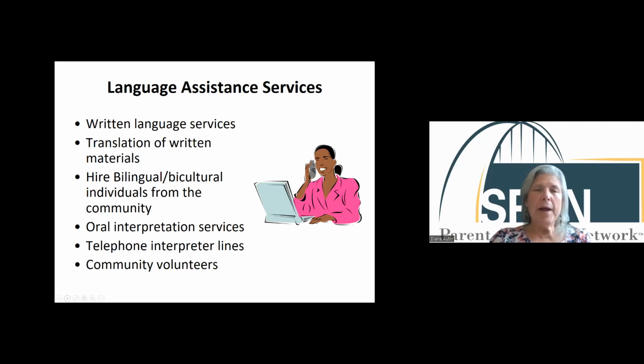You can also hire bilingual and bicultural individuals from the community. You can provide oral interpretation services in person or through telephone interpreter lines. And you can also partner with community-based organizations and community volunteers. One of the things the council is doing as part of their diversity, equity, inclusion, cultural competence, and linguistic responsiveness plan is partnering with liaisons in targeted communities to help them reach out to community-based organizations that can help them provide more culturally competent and linguistic responsive services.